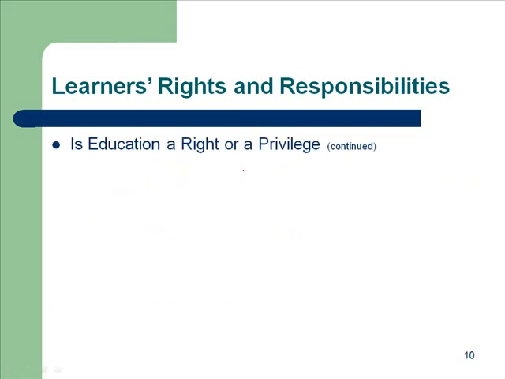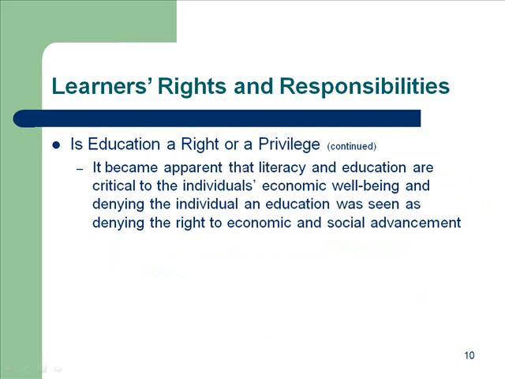Okay. So is education a right or a privilege? Well, it became apparent that literacy and education are critical to individuals' economic well-being. And denying the individual an education was seen as denying the right to economic and social advancement. Now, how did we figure that out? That we figured out that literacy and education are civil rights and have to do with economic well-being.